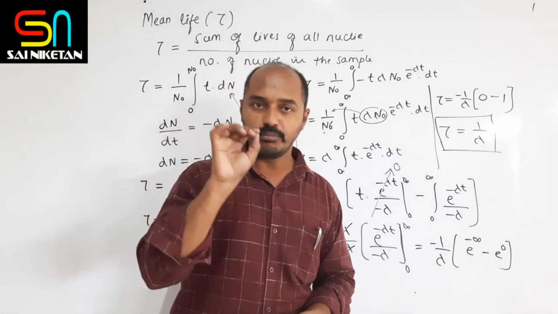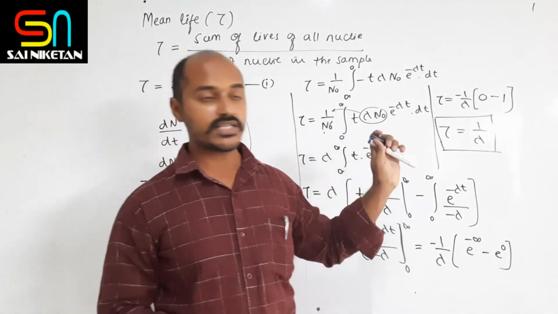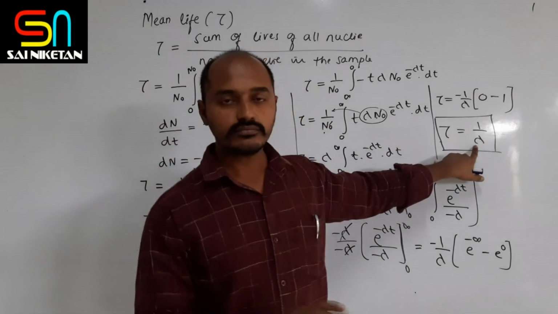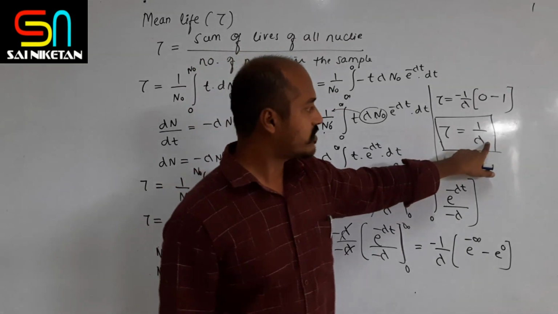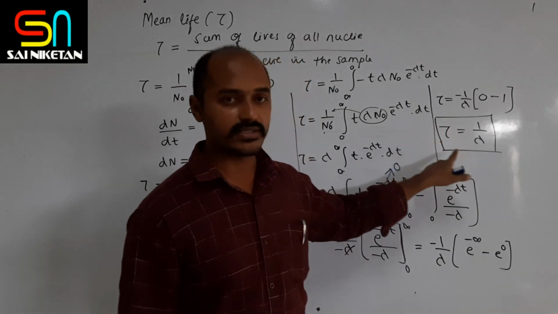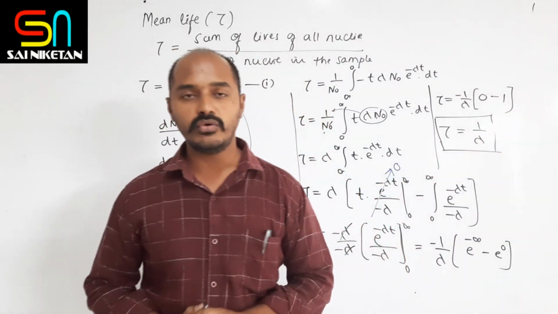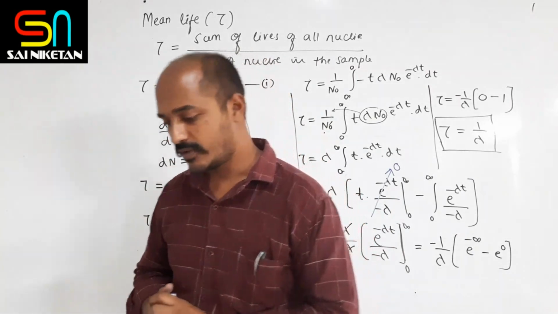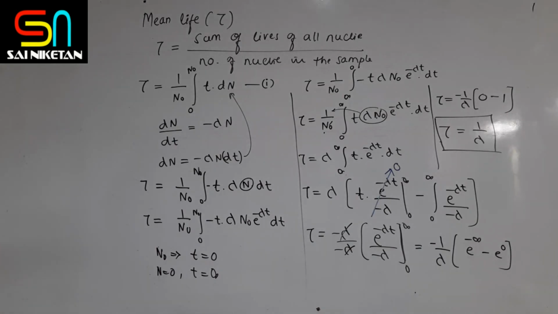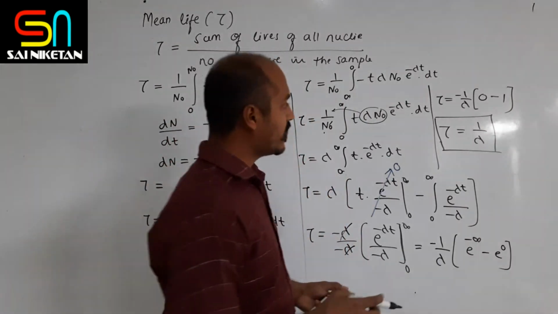Here also the mean life does not depend upon the number of nuclei, but it depends upon the disintegration constant, or you can say decay constant. As the decay constant increases, mean life decreases, right? So this is what the derivation is. Take a screenshot, it will be helpful for you. Hope you have taken this screenshot. So this is regarding the mean life.